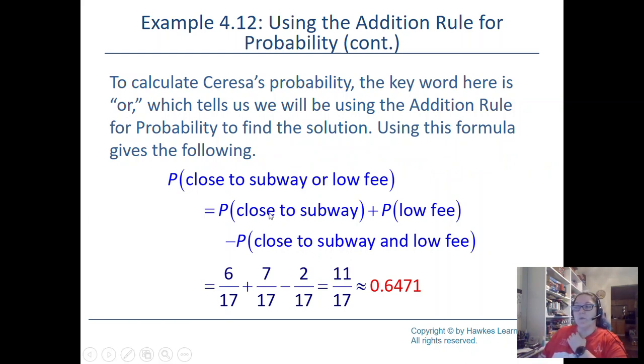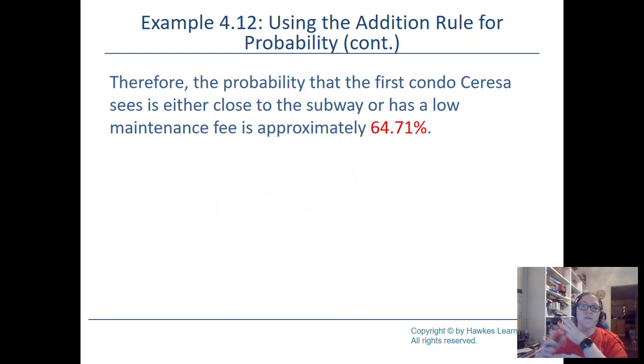Now, we know there were 17 properties total, so the probability of being close to the subway was 6 out of 17. The probability of getting a low fee, well, there were 7 out of the 17 that had a low fee. But there were 2 that were close to the subway and had a low fee. So I have to subtract those out because technically these are being counted in this and this. So that's why I have to take away the double count. Okay, so I'm going to take away that double count, leaving me with 11 over 17. So approximately, therefore, the probability that the first condo that Cersei sees is either close to the subway or has a low maintenance fee is approximately 64.71%. Okay, now this is just using words.